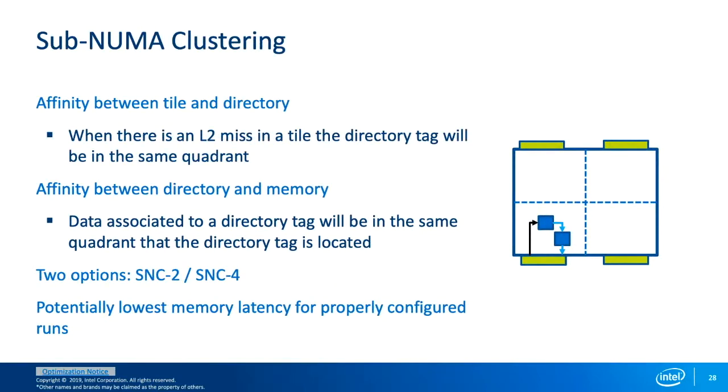In NUMA clustering, you actually divide this chip into 4 different NUMA nodes, at least 4. What you have is affinity between both the tile and the directory and the memory controller. So you shorten both trips, because if you have an L2 miss, immediately you know that it's going to be in your quadrant. You don't have to go any further than that. And not only that, but the memory should be associated with the controller on that quadrant. And you have 2 options for this, SNC2 and SNC4. SNC stands for sub-NUMA clustering. And I'm going to tell you how those look in the next slides.